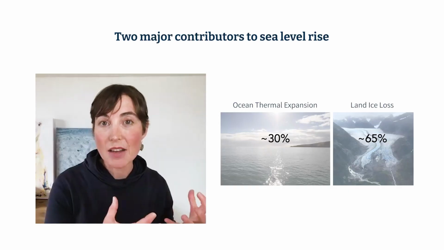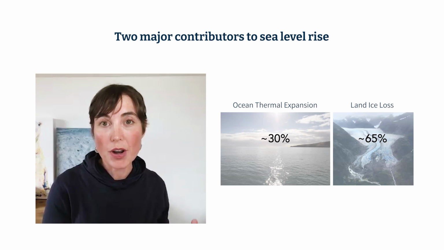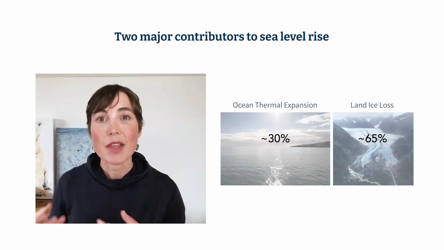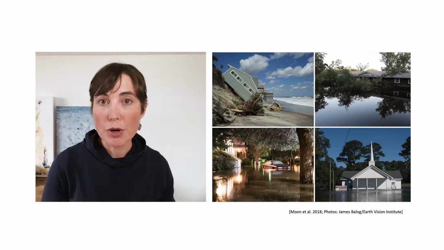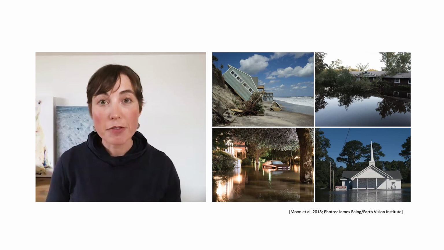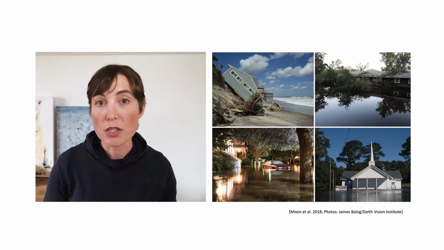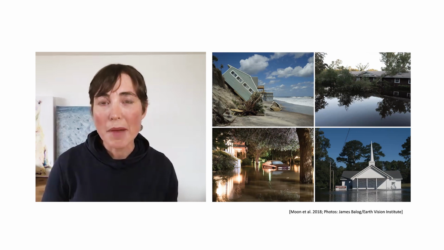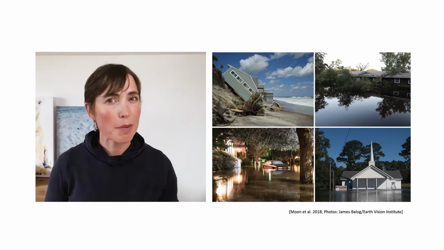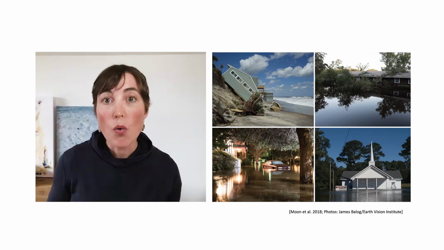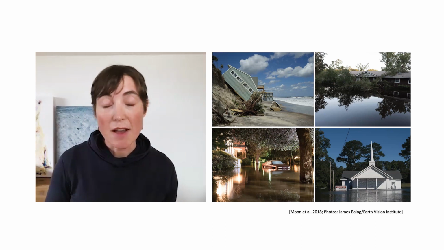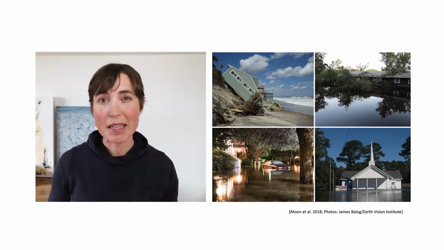So today, the heating of the ocean is about a third of the sea level rise that we experience, and the loss of land ice is about two thirds. Not only are we seeing rising seas, but we see a variety of impacts related to these changes. So we have coastal erosion and loss of land. We have flooding that might inundate freshwater resources that we use for drinking water, or it might disrupt sewage systems that have been built. We might also see flooding happening in places it has never occurred before, or we might see places that used to flood occasionally flooding much more often or becoming permanently inundated.